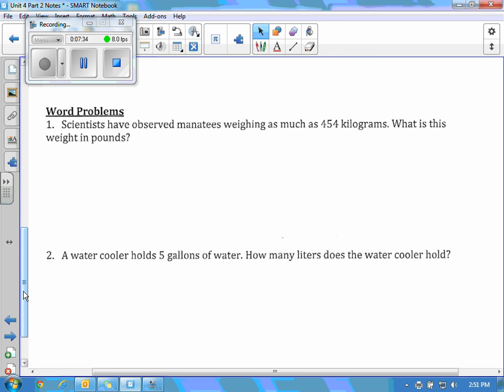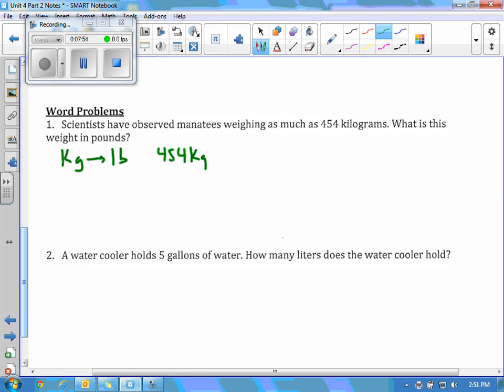Going down to the last part, we have a couple of word problems. The first word problem says, scientists have observed manatees weighing as much as 454 kilograms. What is this weight in pounds? So we're given kilograms, we want to turn it into pounds. So I'm going to start by writing 454 kilograms over 1, because that's how we always start. And then I'm going to multiply in a fraction. Kilograms is going to be at the bottom, because it's on the top of the first one.